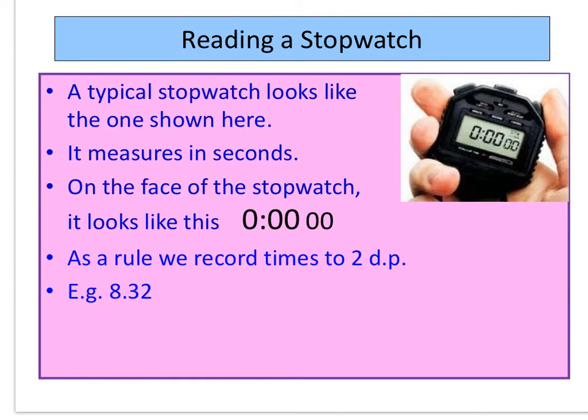Reading a stopwatch. A typical stopwatch looks like this one here, with 5 zeros. It measures in seconds. So if you look at the face of the stopwatch, the first zero on this one here gives you seconds. The second zero is tenth of a second. Third one is hundredth of a second. We ignore the last 2 zeros. They are too accurate. So as a rule, we record times to 2 dp. For example, 8.32 is 2 dp.